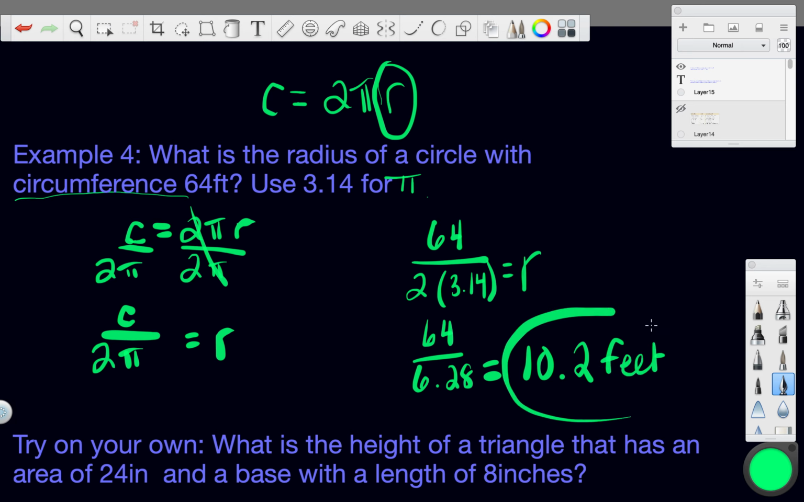Okay? So it's all about reading the question, figuring out what formula you need to use, and then working from there. So I want you to try the next problem on your own. It says, what is the height of a triangle that has an area of 24 inches squared, this should be, and a base with a length of 8 inches. So you're given the area of a triangle, you're given the base, and you want to find the height. Okay? So look back at that formula sheet, find the area of a triangle formula, and then go from there.